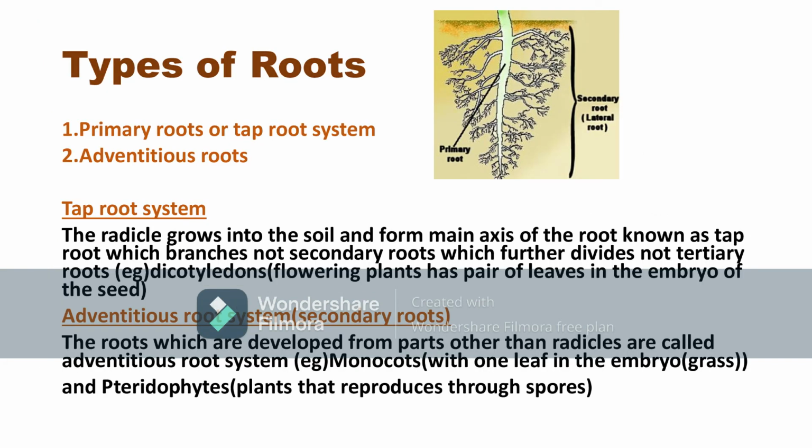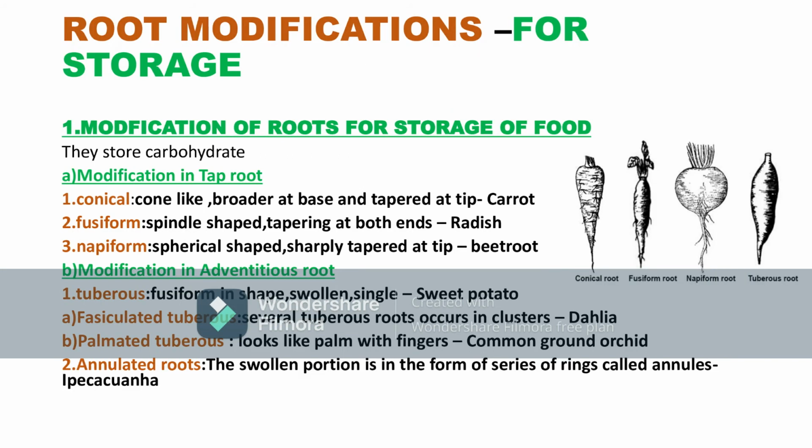Roots are classified into primary roots or taproot system and adventitious root system. Taproot system: the radicle grows into the soil and forms the main axis of the root, known as the taproot, which branches into secondary roots, which further divide into tertiary roots. Example, dicotyledons. Adventitious root system: the roots which develop from parts other than the radicle. Example, monocots and pteridophytes.